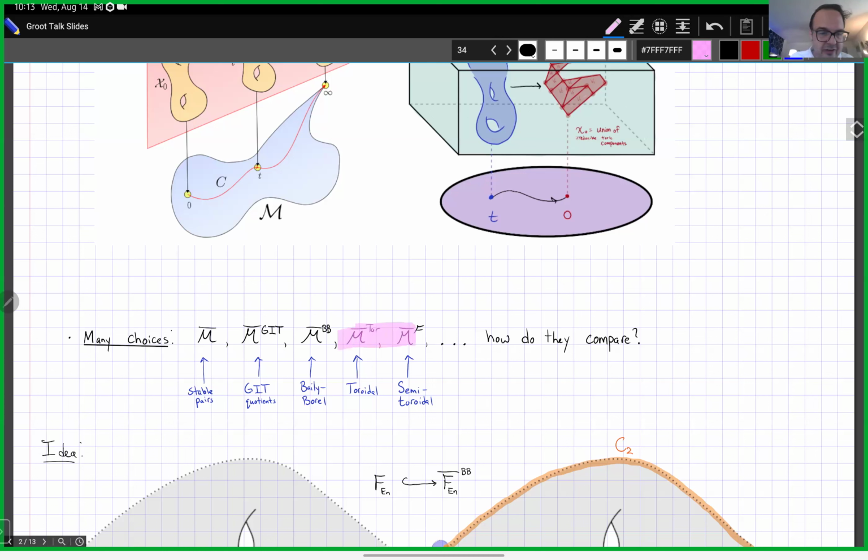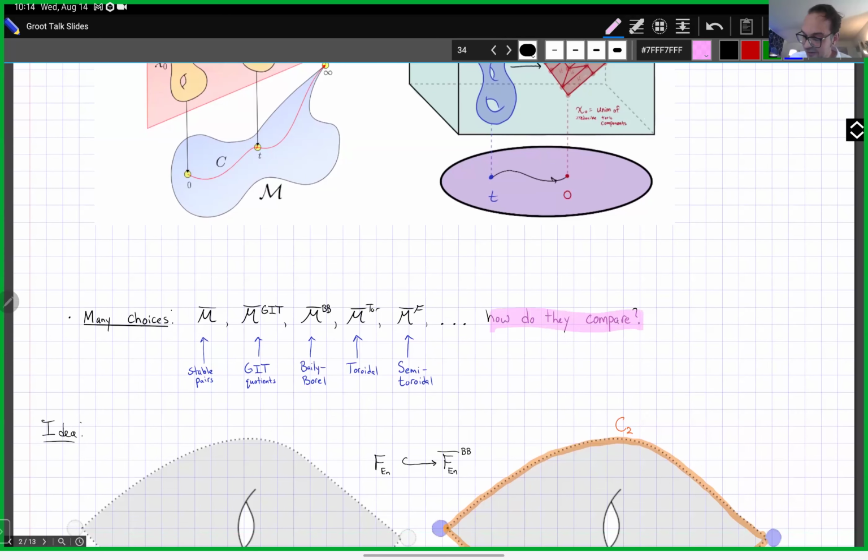And then you have these toroidal and semi-toroidal compactifications, which involve the choice of some toric data, some fans, again, some combinatorial structure. Again, somewhat easy to describe what's on the boundary of these things. The disadvantage is that there are infinitely many choices. So you have to choose fans, you have to choose semi-fans, and in most cases there's no canonical preferred choice for which one to take. And then, you can construct all of these, so you might ask, how do they compare? Which one is the right one to take?